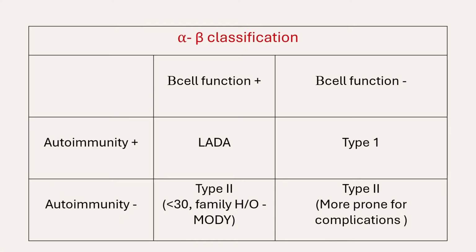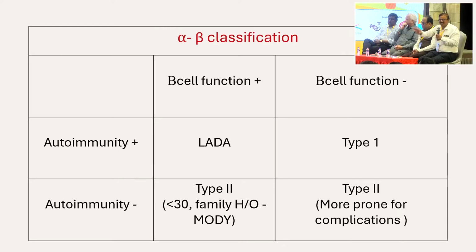Type 2 or a family history of MODY is where the beta cell is functioning. Initially it mimics type 2, with onset less than 30 and a family history of MODY. We will discuss this family history later, as the latest concepts have changed. Here this patient is very important, where the beta cell is not functioning and there are no autoantibodies. They are more prone to both diabetic ketoacidosis and microvascular and macrovascular complications.